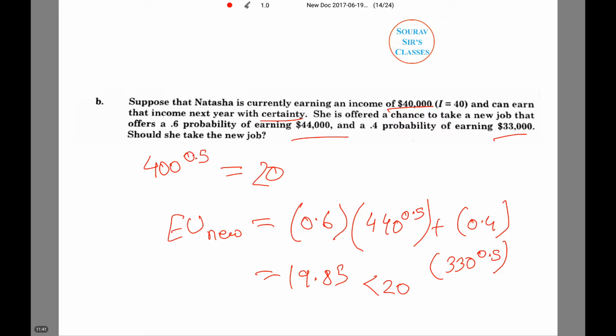Thus again we see that the expected utility is less than the utility of wealth, and therefore she will not take the new job.